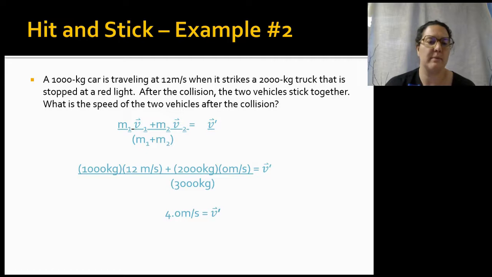Putting all the numbers in, 1,000 kilograms multiplied by 12 meters per second plus 2,000 kilograms times 0 meters per second, divided by 3,000 kilograms, that combined mass of the truck and car, gives us a final velocity of both objects of 4.0 meters per second.